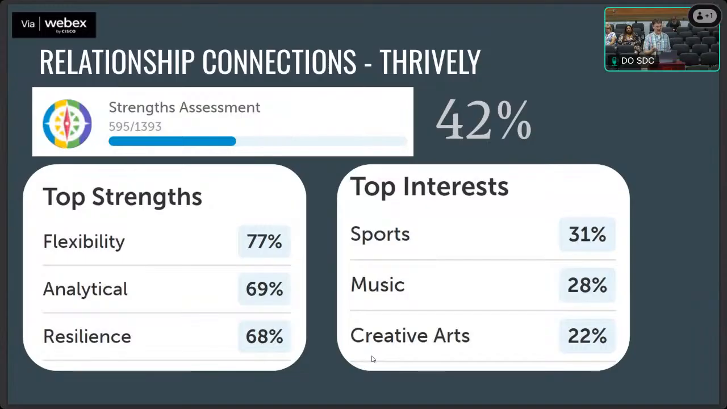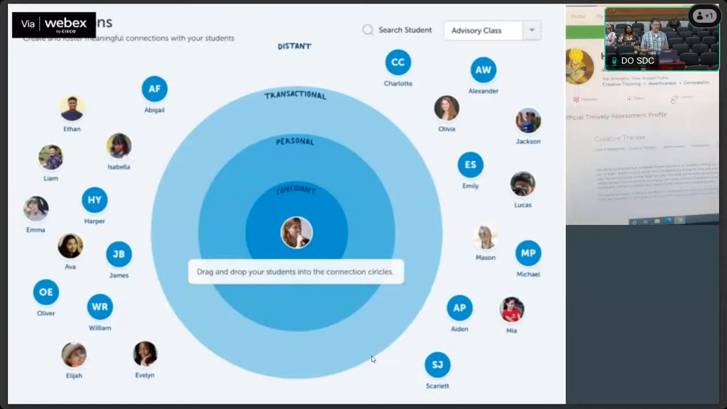And so I would encourage you guys to adopt Thrively because it not only helps students tell them what's right with them, it helps teachers make connections. And this is one of the features that they have: you can drag your students into these different relationship circles as a teacher, and then the administrator can see, oh, there are 4 students or 100 students in the distant zone that aren't even touched. We need to reach out to them. And it's a way to make sure the community that we are shepherding, or cultivating, is taken care of.